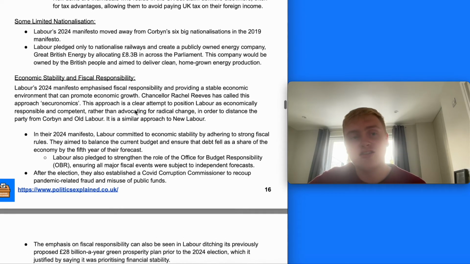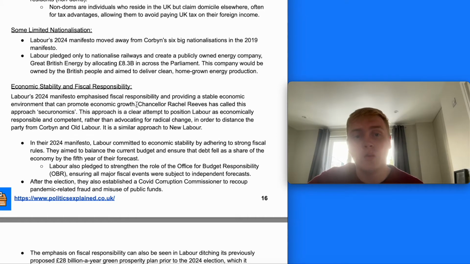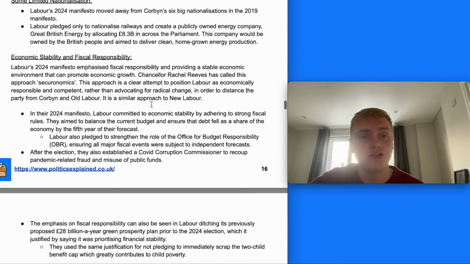In terms of nationalisation, there was some limited nationalisation, but they moved away from Corbyn's 6 big nationalisations in the 2019 manifesto. They pledged to only nationalise railways and create a publicly owned energy company, which isn't the same as nationalising all of energy in the UK. So that's a Great British Energy they're going to create by allocating £8.3 billion across the Parliament. This would be owned by the British people, by the taxpayer, and aim to deliver clean, homegrown energy production.